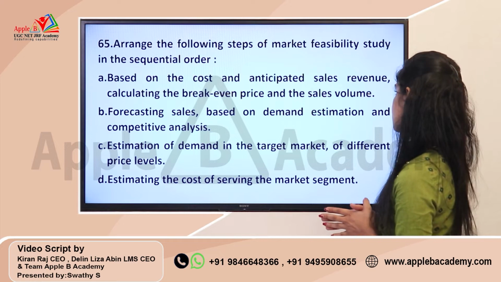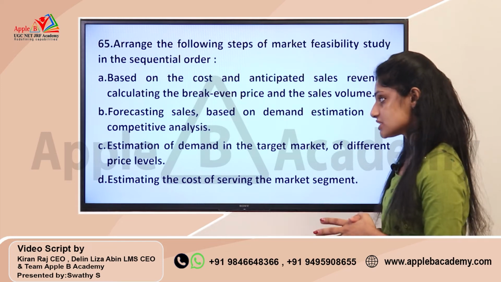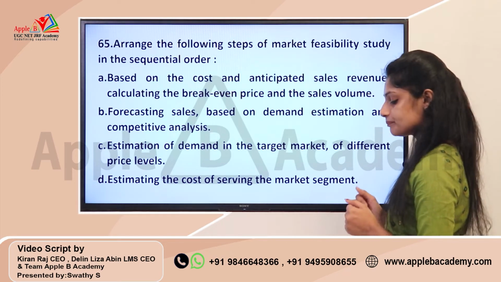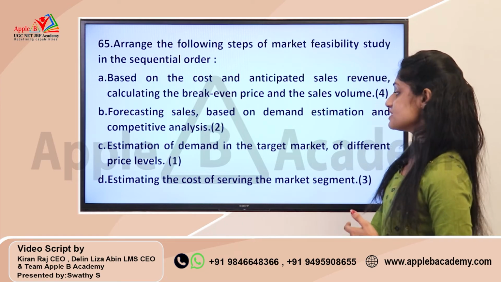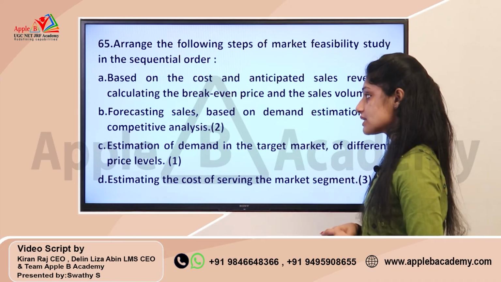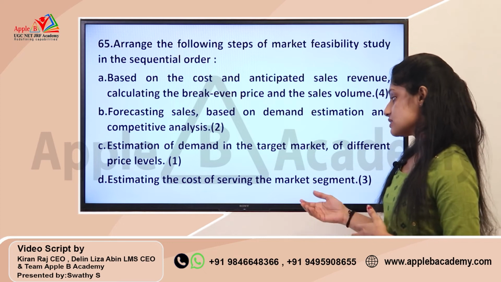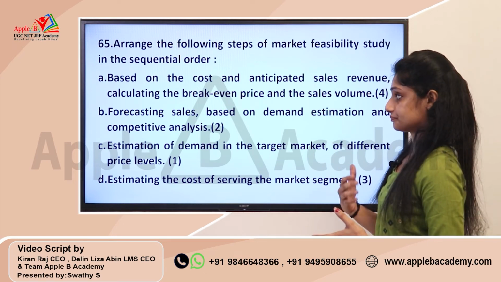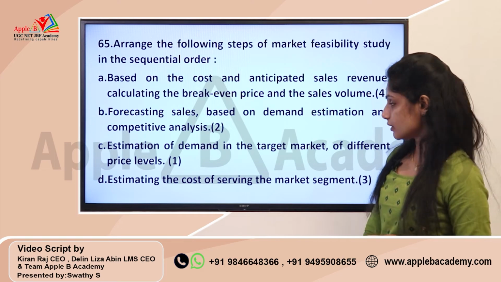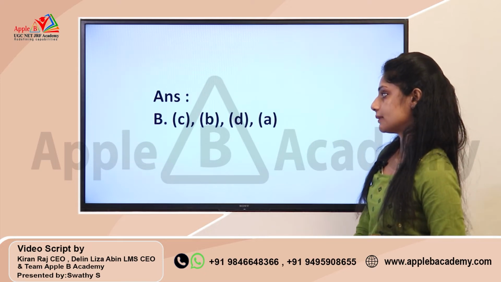A, based on the cost and anticipated sales revenue, calculating break-even price and the sales volume; B, forecasting sales based on demand estimation and competitive analysis; C, estimation of demand in the target market at different prices; D, estimating the cost of serving, market segmentation. So the first step is estimation of demand in the target market at different price levels. Then the second step is forecasting sales, which is based on the demand estimation. Then it is about estimating the cost of serving, market segmentation, and finally, based on cost and anticipated sales revenue, you need to calculate break-even price and also the sales volume. Okay, so it should come like C, B, D, A. That is option B.